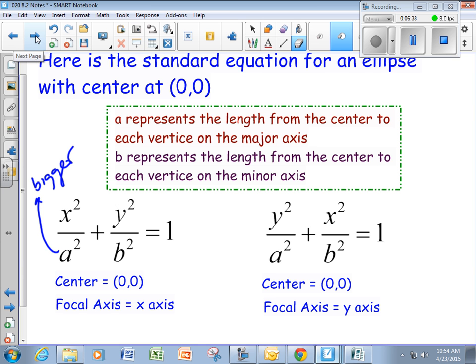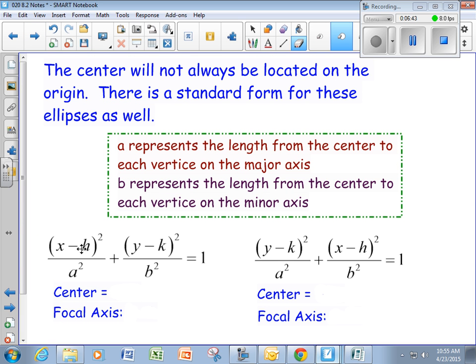Let's real quickly look at the equation when the center is not at 0, 0. So you have x minus h quantity squared, y minus k quantity squared on your x's and y's. Your center will be at h, k, and you still have to be careful about what variable the a is under. In this case, the a is under the x, but we're not just on the x-axis. We've actually moved over h units, to the right or left, depending.